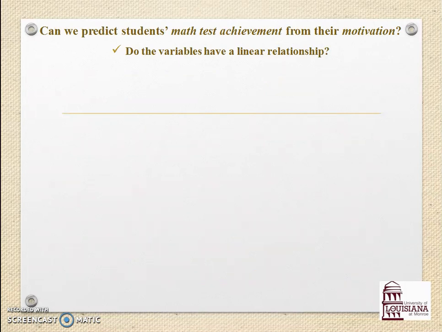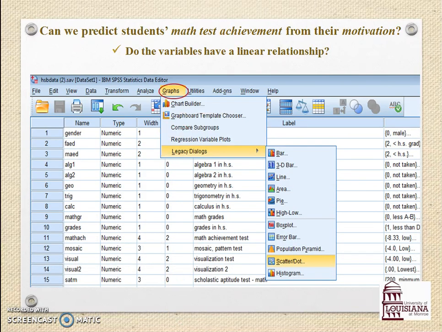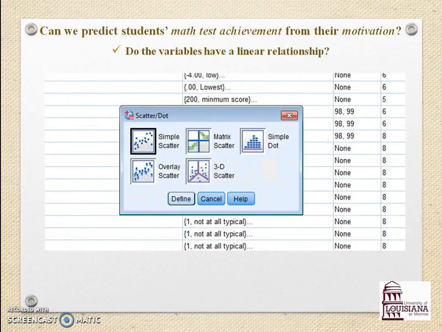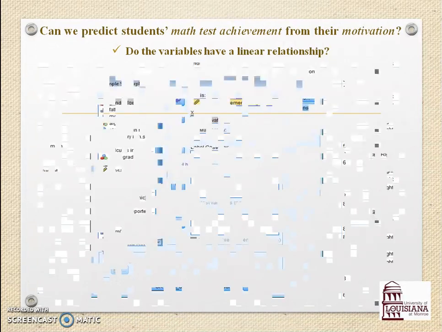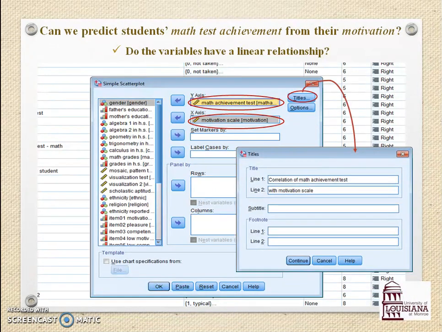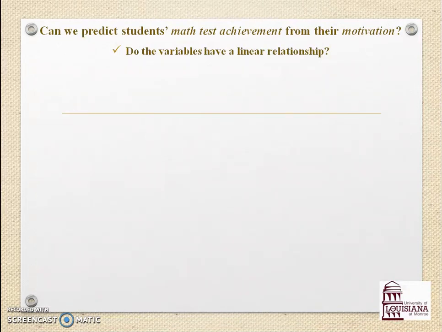I go to my HSB data file, I select Graphs, I go to Legacy Dialogs, then select Scatter/Dot. A new dialog box appears, and I select Simple Scatter and then hit Define to proceed. A new box appears. I place the math achievement test variable in the Y-axis box, and I place the motivation scale in the X-axis box. I also add a title to my scatter plot by selecting Title. Then I generate my scatter plot.